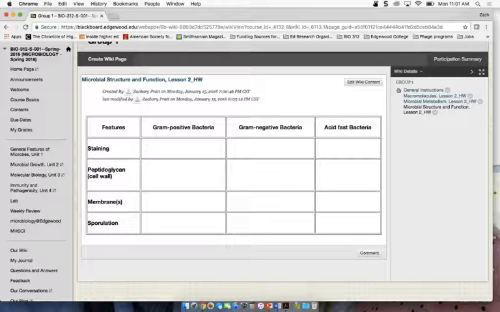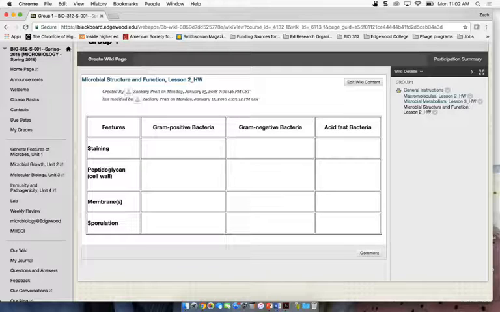Okay. There are 3 columns, 4 rows. Each member of the group take one of the rows. So for example, Annie might take sporulation. Do gram-positive bacteria sporulate? Yes or no? Same thing for gram-negative. Same thing for acid-fast. Double check each other's work on this. Okay? I'll put up a master key, but double check each other's work before coming into class on Wednesday.